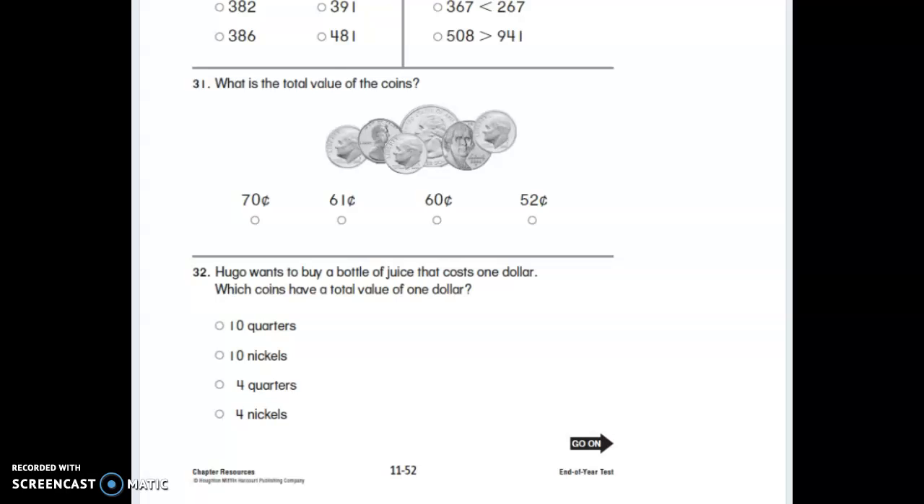32. Hugo wants to buy a bottle of juice that costs $1. Which coins have a total value of $1?